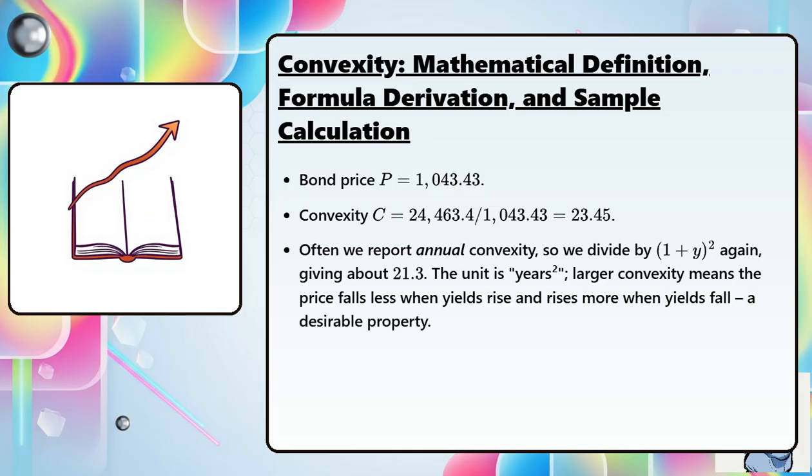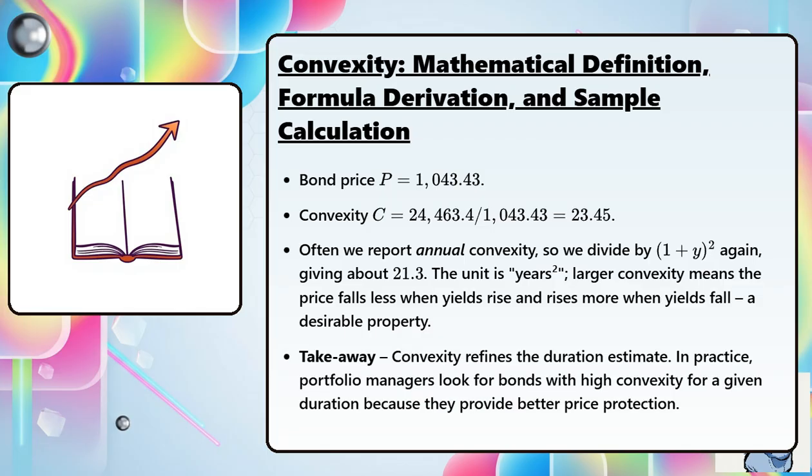Often we report annual convexity, so we divide by (1 plus y) squared again, giving about 21.3. The unit is years squared. Larger convexity means the price falls less when yields rise and rises more when yields fall, a desirable property. Takeaway: convexity refines the duration estimate. In practice, portfolio managers look for bonds with high convexity for a given duration because they provide better price protection.